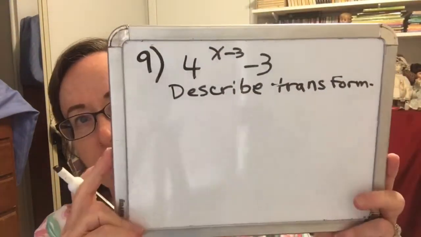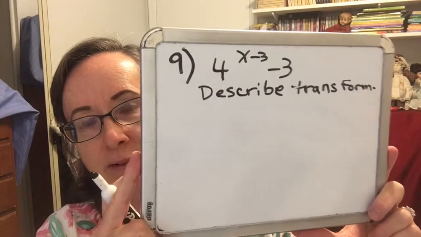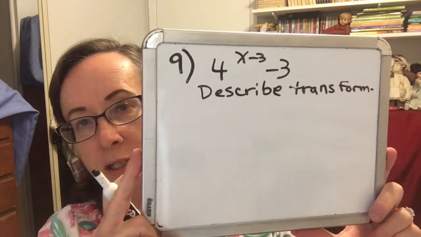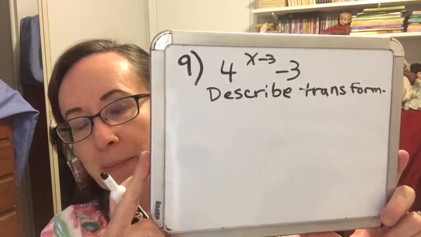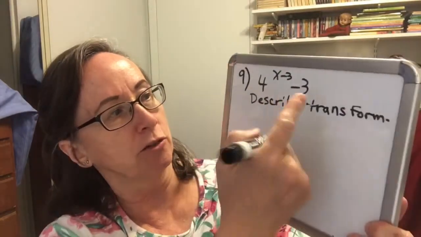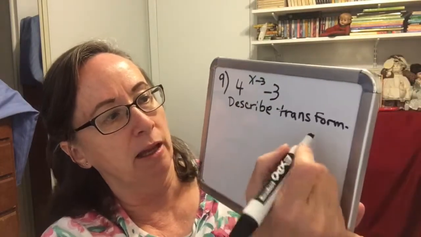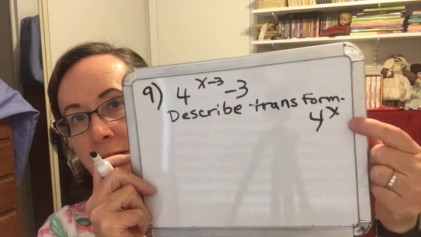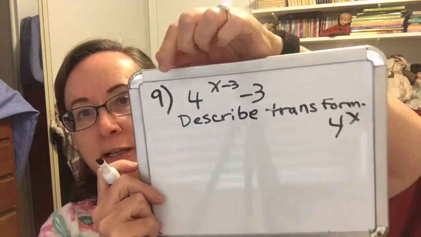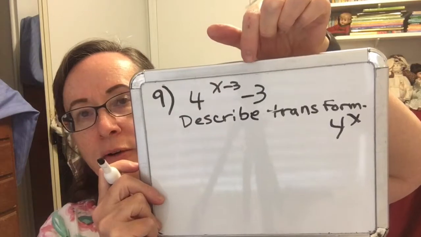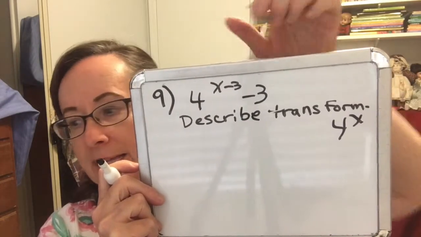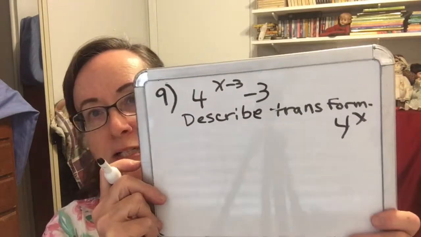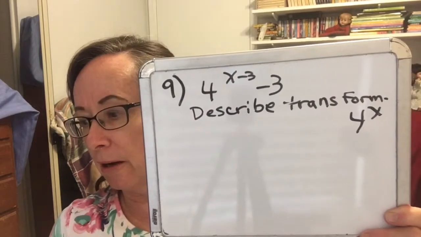All right, so now what we're going to do is number 9, and now they're starting. We're supposed to graph these, but I think I've graphed enough of these for you. What we're going to do is just describe what is happening from the original function, which would be the 4 to the x function, the original parent function. And now what is happening with this new function here? Can I describe the transformations that are going on here?